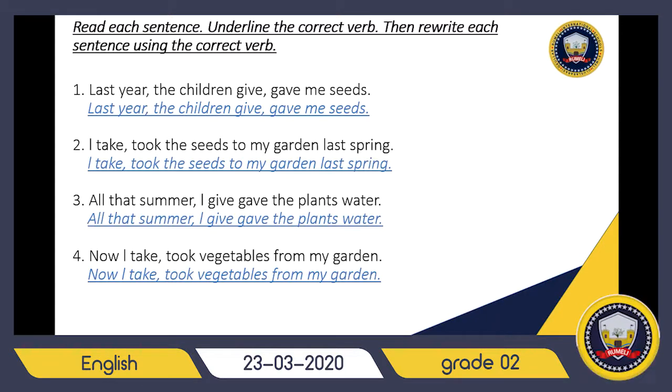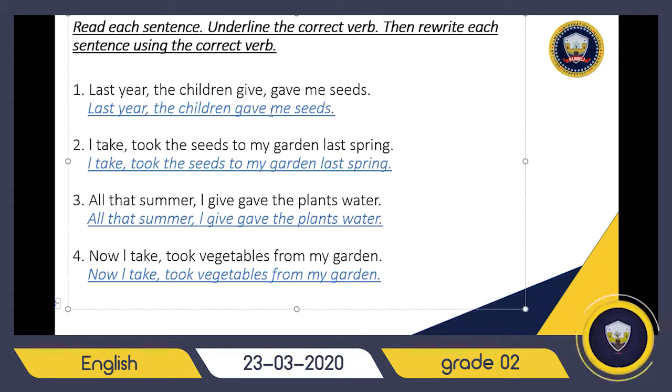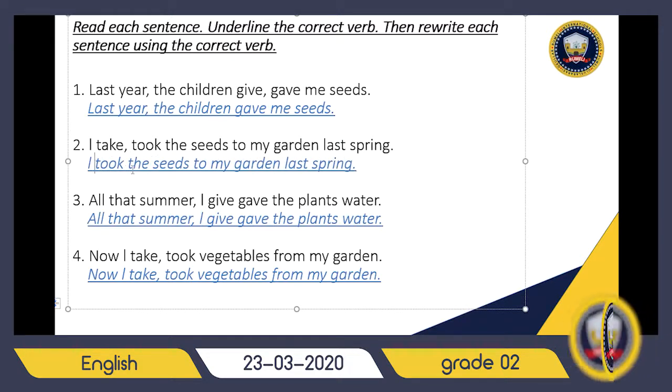Last year, the children gave me seeds. So very easy. Because it is last year, you know it will be gave. So the answer should be, last year, the children gave me seeds. I took the seeds to my garden last spring. Because it is last spring, it should be took. I took the seeds to my garden last spring.